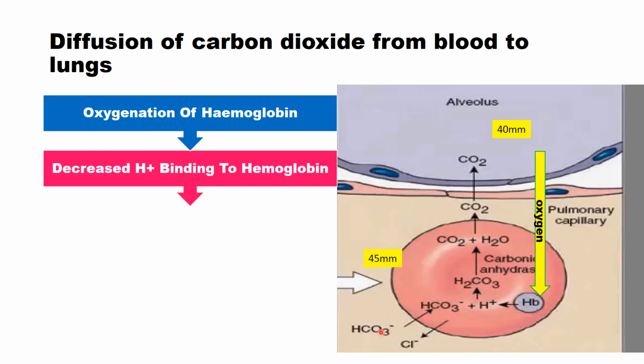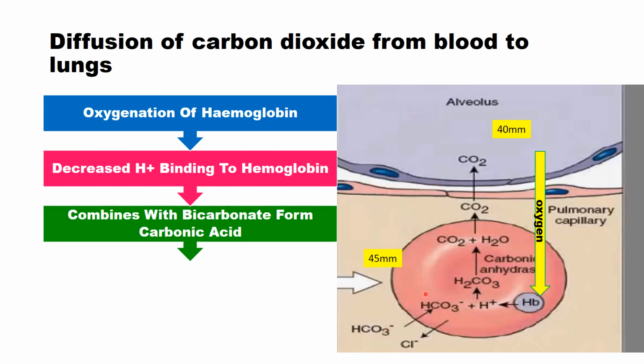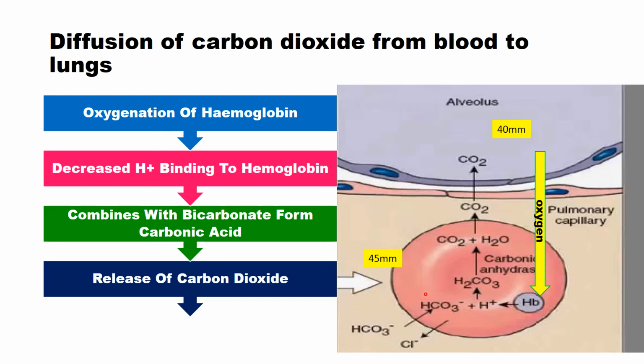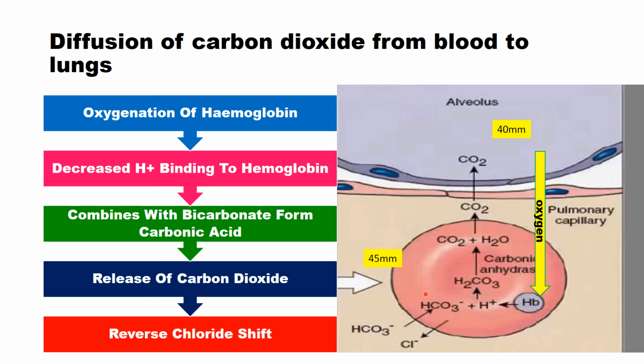Now secondly, with the movement of this bicarbonate ion inside the RBC, the cell becomes more negative. In order to neutralize it, a charged cation should move inside, but as we know, the RBC membrane is impermeable to cations, so it results in the movement of chloride, which is present here in the RBC. It moves out, and this phenomenon is known by the name of reverse chloride shift.